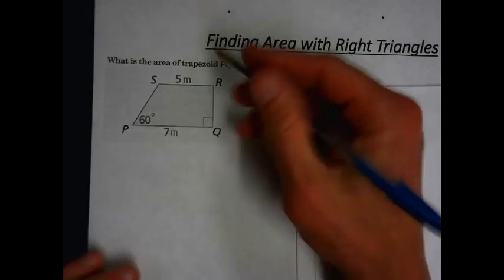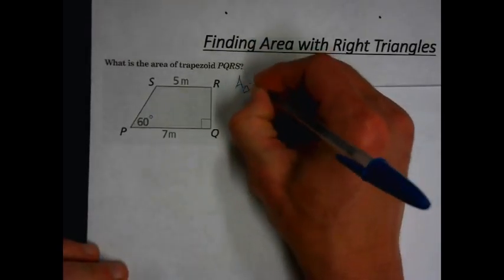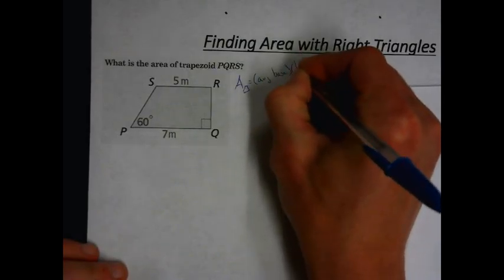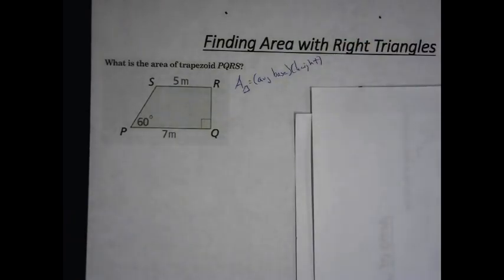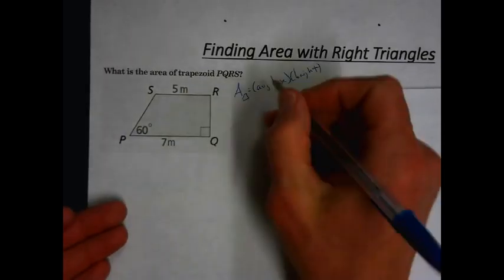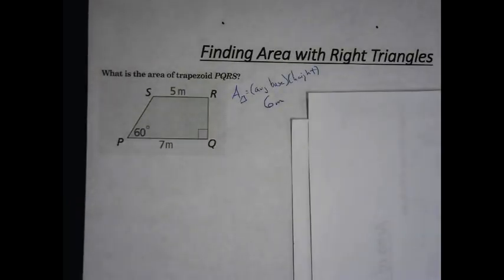Well, it's the average base times the height, right? So the area of the trapezoid is equal to the average base times the height. But the problem is we don't know the height, right? We need a height. Clearly we know the average base. Between 5 and 7 is going to be 6. 5 plus 7 is 12. 12 divided by 2 is 6. So we know that the average base is 6 meters. If that went too quick, make sure you listen to the words I'm saying.